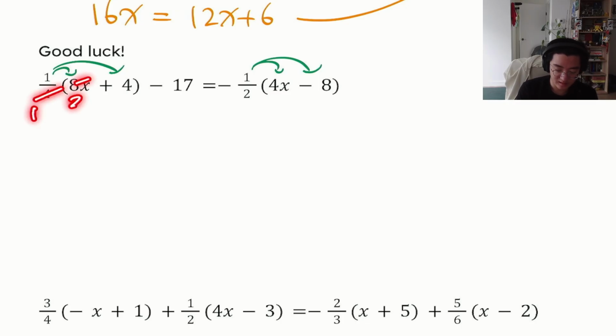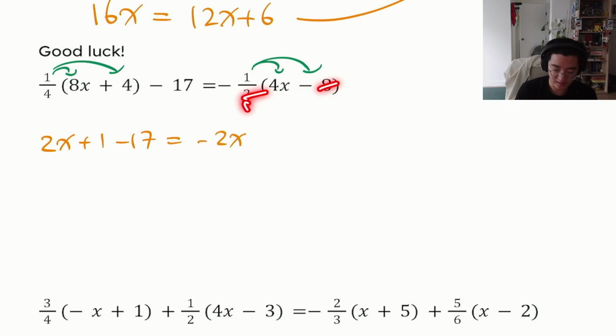4 and 8 reduce to 1 and 2, so 2x. 4 and 4 cancel out, plus 1. 2 and 4 cancel out, 1 and 2. 2 and 8 cancel out, 1 and 4. Remember, it's plus here, right? It's negative.